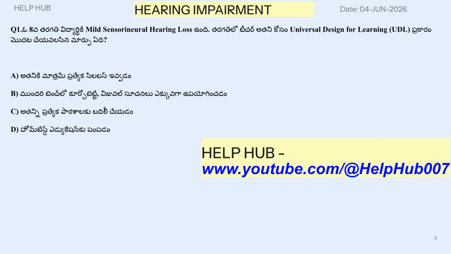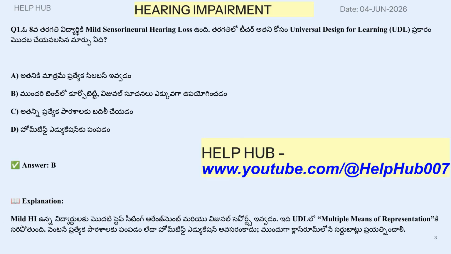Our first question focuses on a student with mild sensorineural hearing loss. According to Universal Design for Learning, or UDL, what is the initial modification a teacher should make in the classroom? The correct answer is B, seating the student in the front row and increasing the use of visual cues. The explanation emphasizes that for mild hearing impairment, initial modifications should involve seating arrangements and visual supports, aligning with UDL's principle of multiple means of representation.